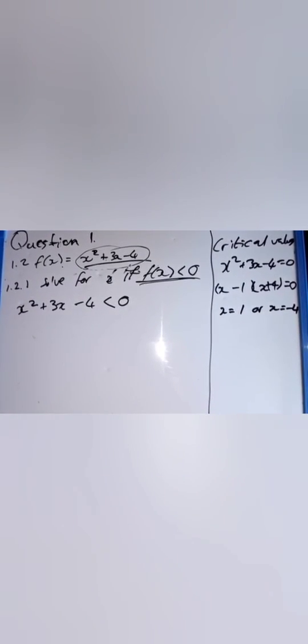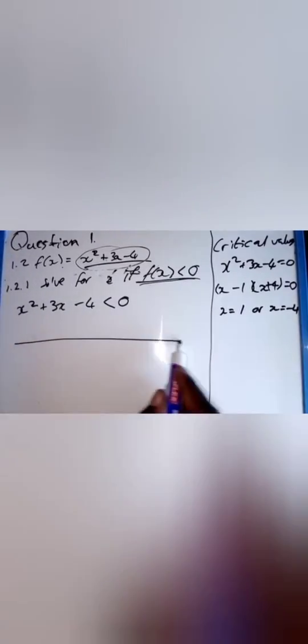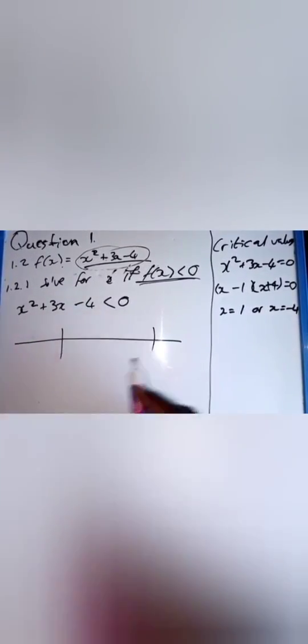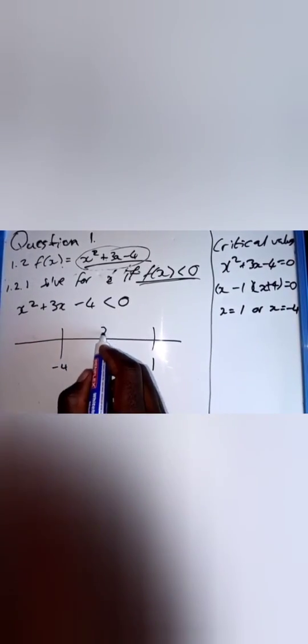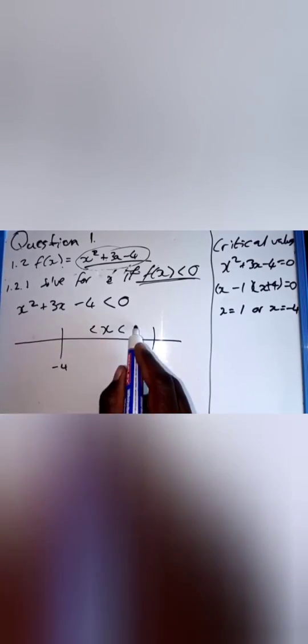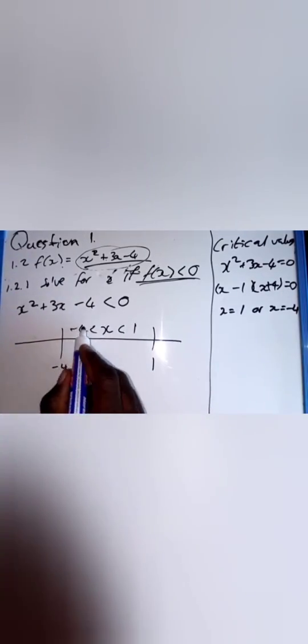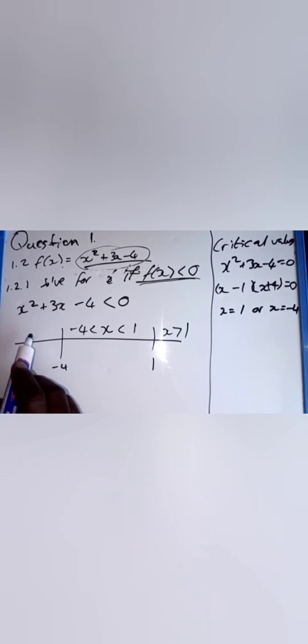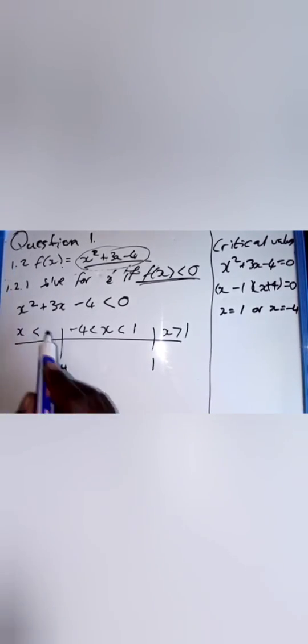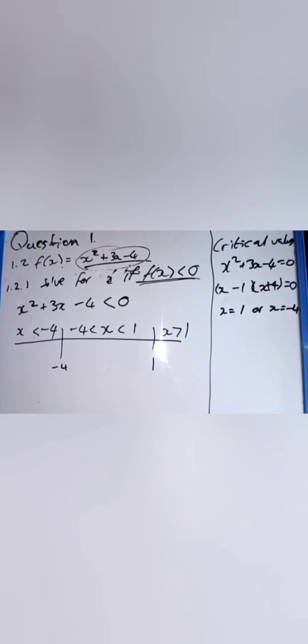So when you've done that, found your critical values, you draw your table. So here you have negative 4 and here you have 1. Here x is between negative 4 and 1, and here x is bigger than 1. Here on this side we've got x is smaller than negative 4. Right, cool.